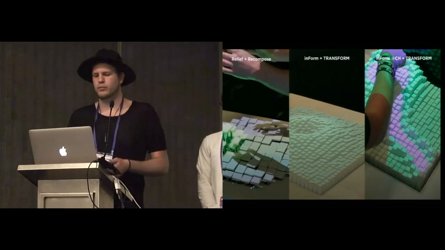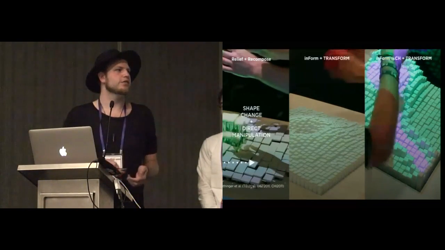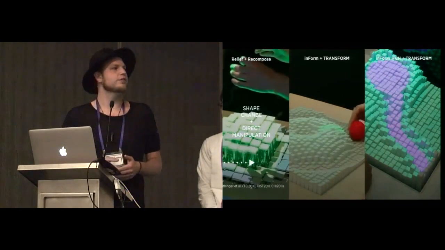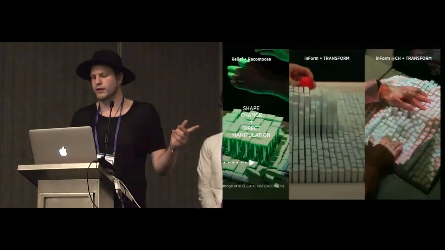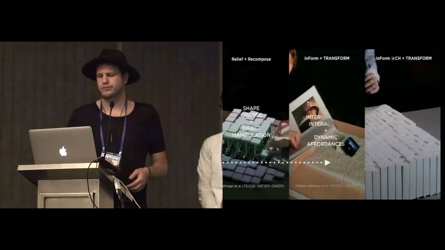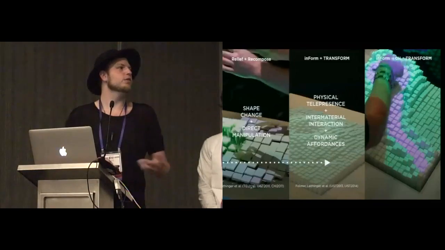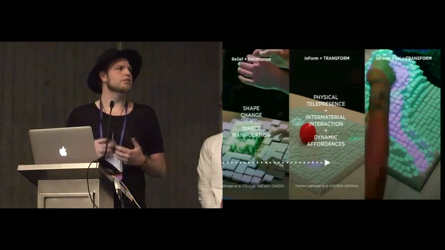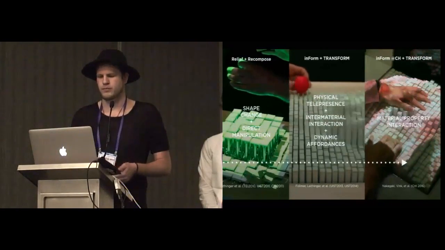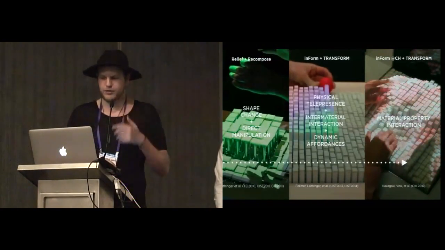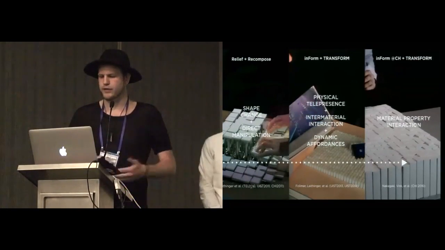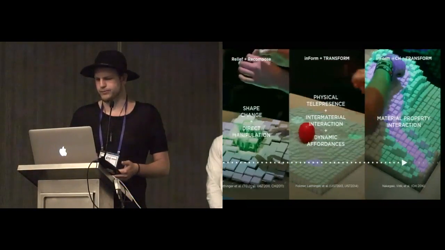So in the Tangible Media group, we've continued to push shape-changing interfaces throughout the years, moving closer and closer to our physical world. First with Relief from Daniel Leithinger that explored shape change and direct manipulation. Next with Inform, where we explored physical telepresence into material interaction and also dynamic affordances. And today presenting material property interaction as a new method for experiencing more complex bidirectional properties.